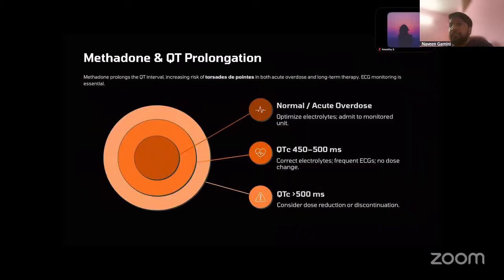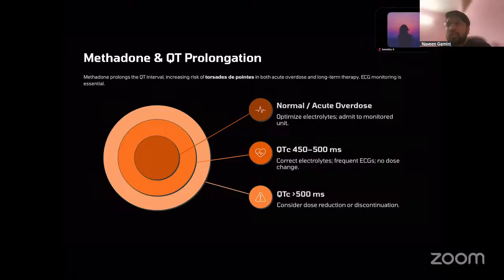Now, regarding the treatment, methadone has cardiotoxicity by causing prolongation of the QT interval. As the QT interval increases, you all might be aware that there's a risk of torsades de pointes. So we require ECG monitoring here. And regarding the treatment of methadone, as per the cardiotoxicity, we treat it. So if the patient's QT is normal, and even if the patient has an acute overdose, we'll just optimize the electrolytes and admit to a monitoring unit.